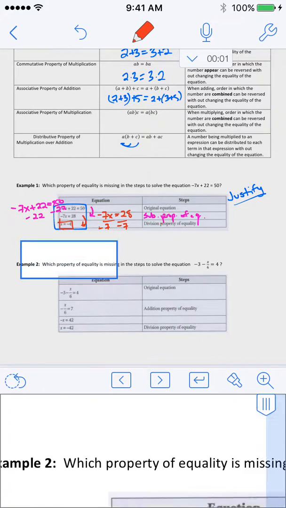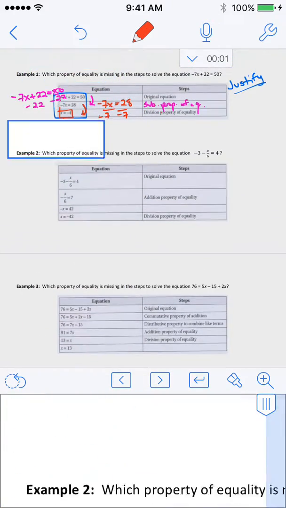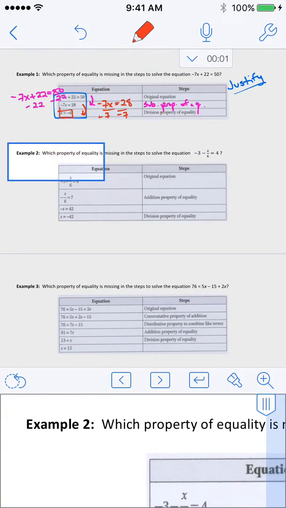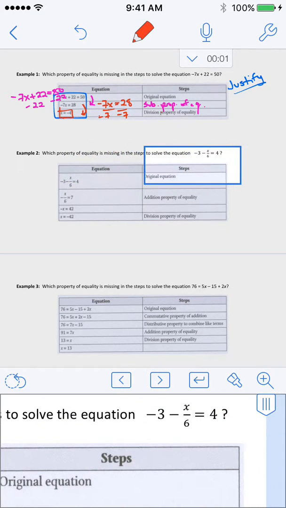All right, let's try another one. Example number 2. Which property of equality is missing in the steps to solve the equation negative 3 minus x over 6 equals 4? So not something we're super familiar with, but let's see what happens.